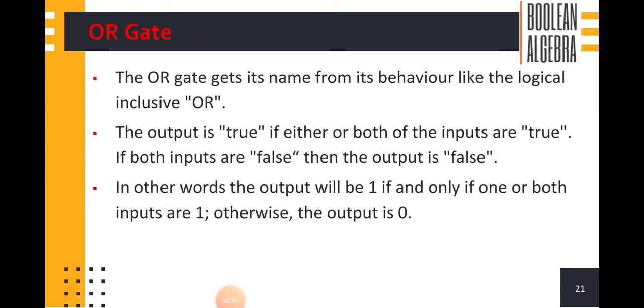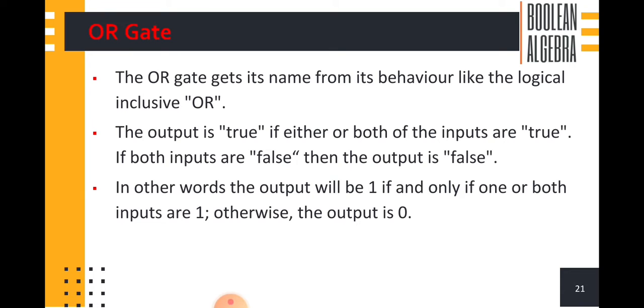OR gate. The OR gate gets its name from its behavior like the logical inclusive OR. That is, when you get a true output in an OR gate, at least one of the inputs is true. At most, all the inputs are 1, and the output is also true. That is, if any one of the inputs is true, your output is also true. The output is true if either or both of the inputs are true. If both inputs are false, then the output is false.